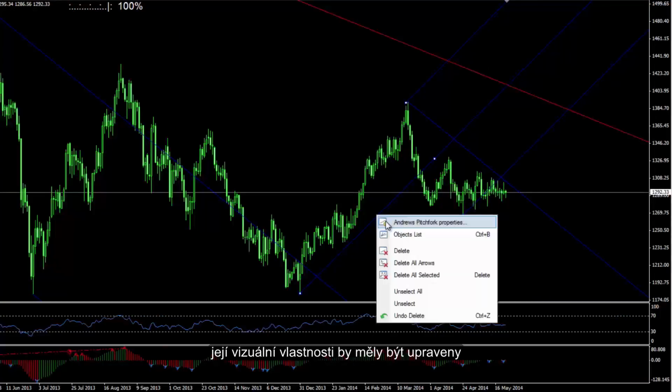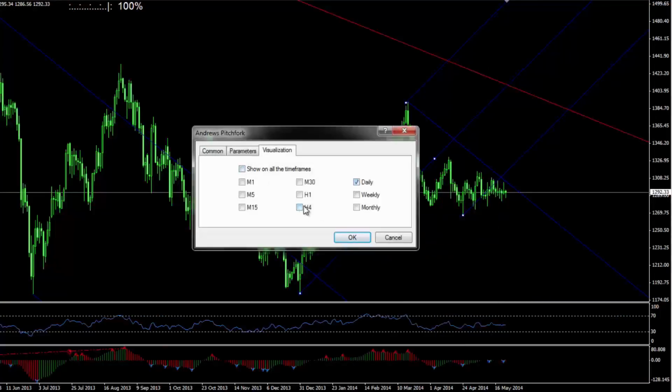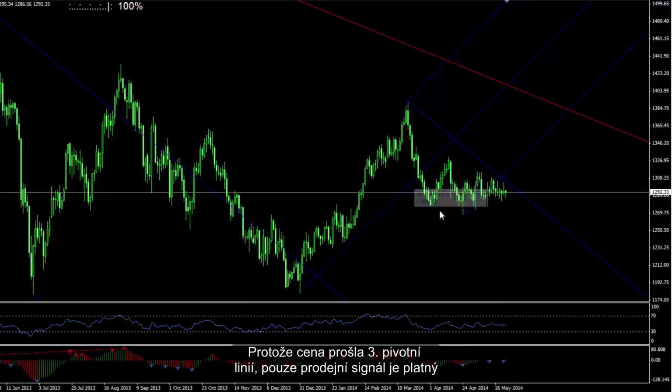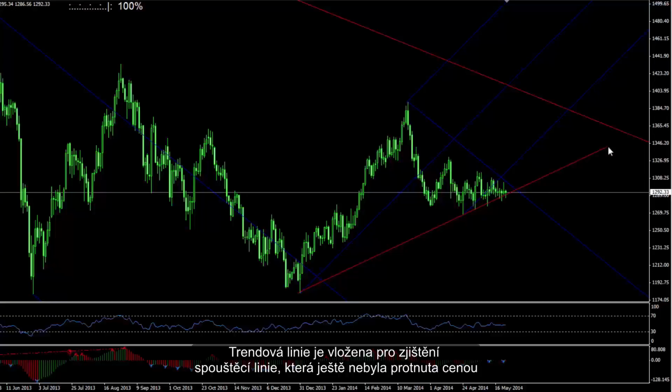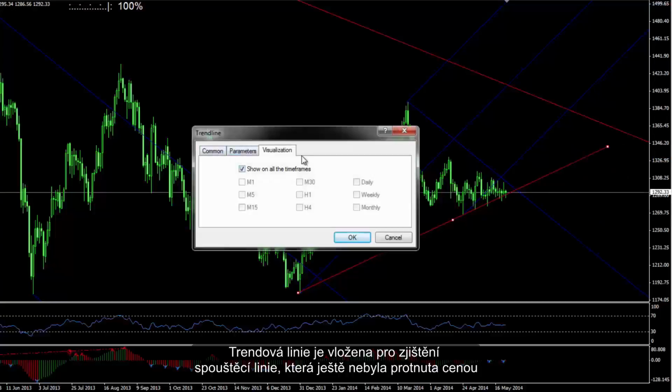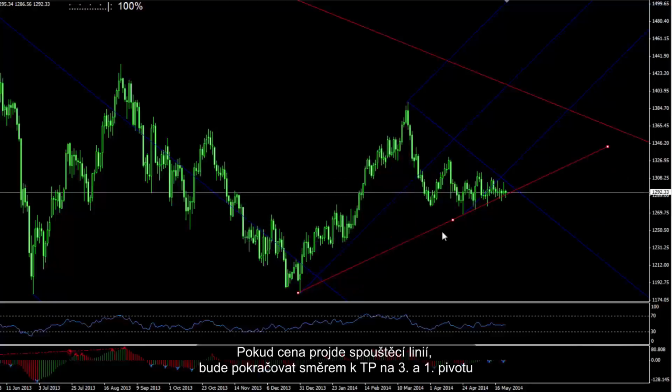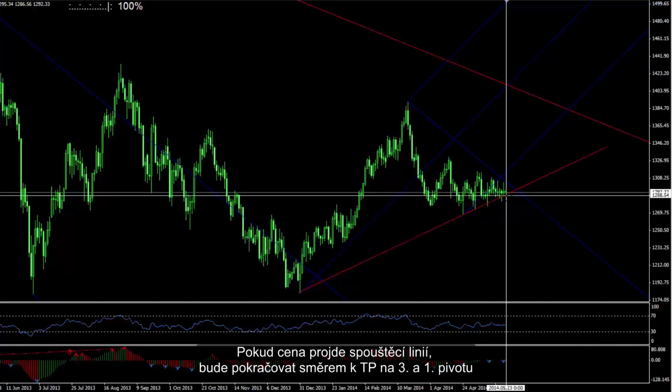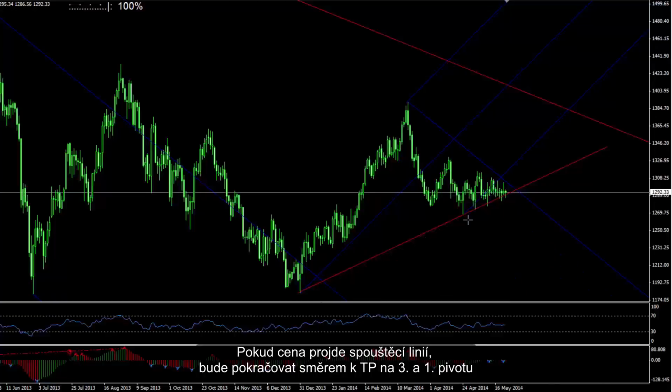Its visibility properties should be modified. Since the price has crossed the third pivot line, only a sell signal would be valid. Trend line is placed to determine a trigger line which is not crossed by price yet. If the price passes the trigger line, then it would proceed towards TP points on the third and first pivots.